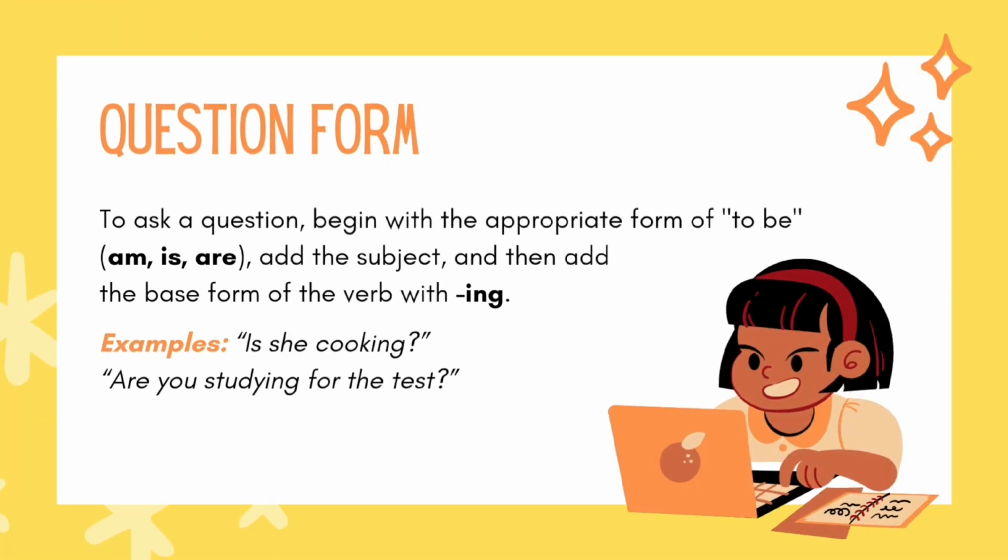Question form. To ask a question, begin with the appropriate form of to be: am, is, are, and add the subject and then add the base form of the verb with ing. Examples, is she cooking? Are you studying for the test?